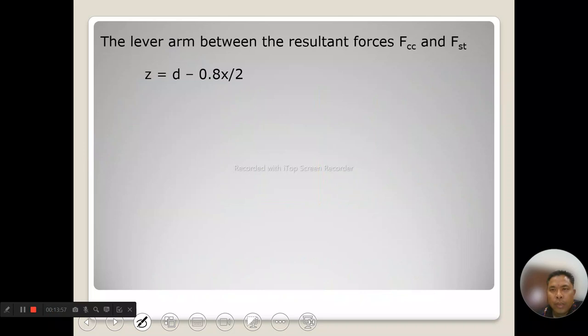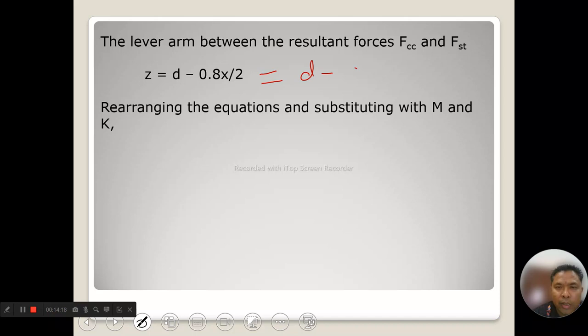This is again the definition of the lever arm. Remember, lever arm is the distance between the compression force in concrete to the tension force in your steel, and that is given by Z is equal to D minus 0.8x divided by 2, or you can put it much more compact to be D minus 0.4x.